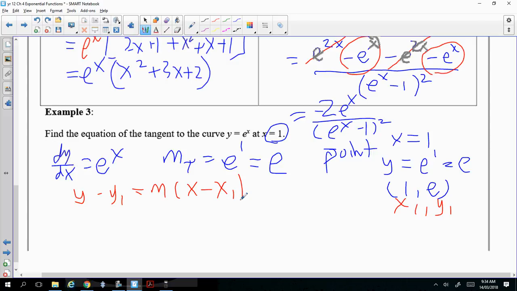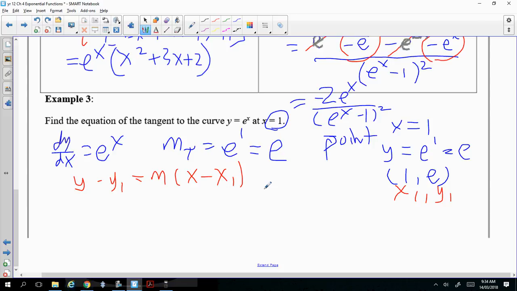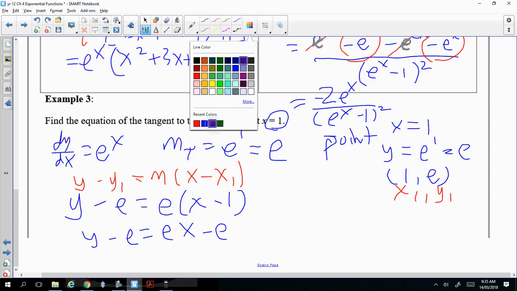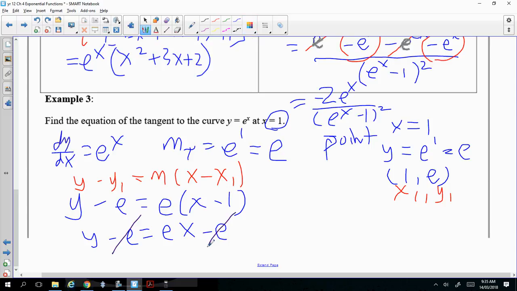Alright. Okay, so let's try y minus y1, which is e, equal to gradient times x minus 1. Expand this, you get ex minus e. And then you can cancel the negative e from both sides. So you end up with the equation of the tangent being y equal to ex. Pretty easy. Try the next page when you're ready.